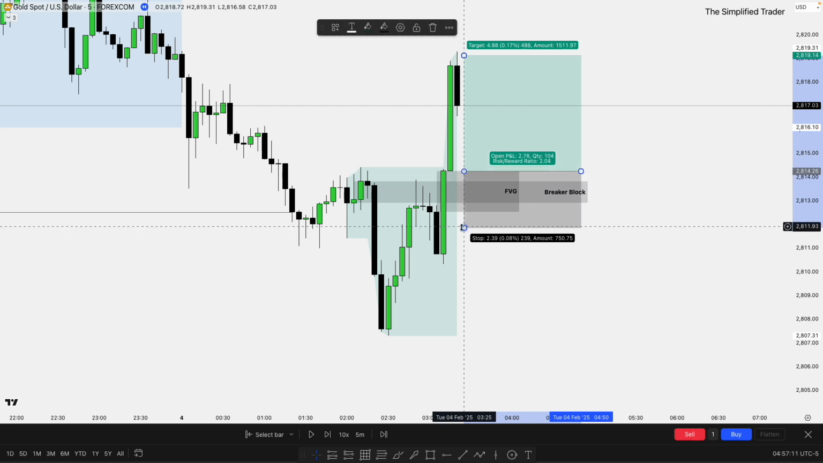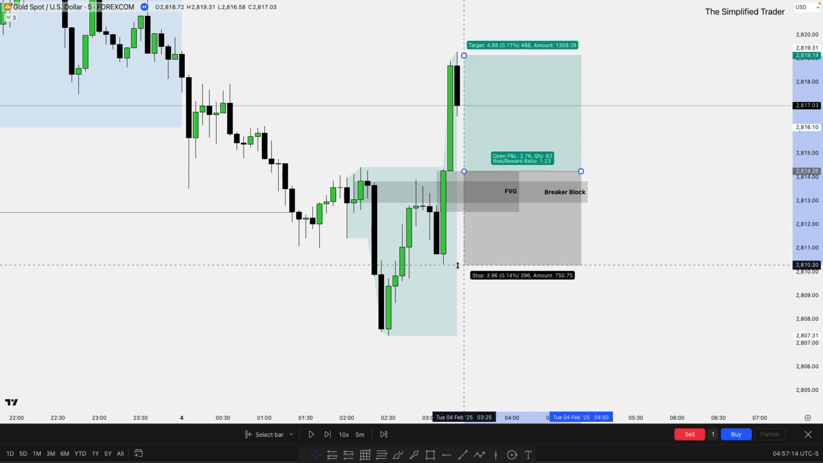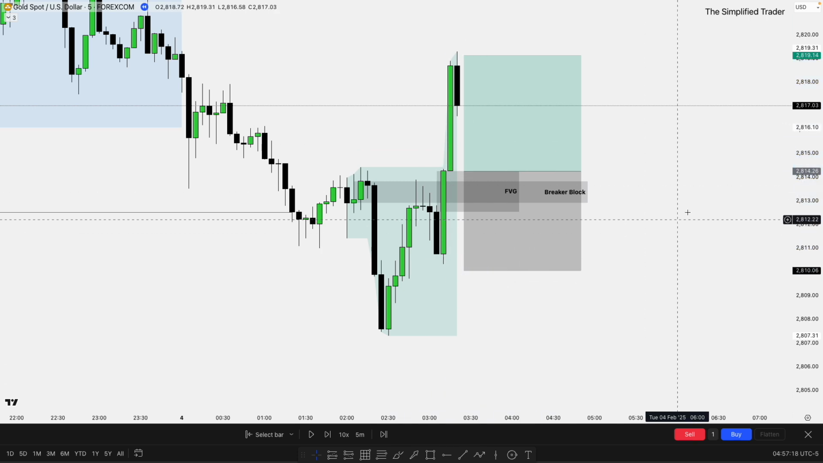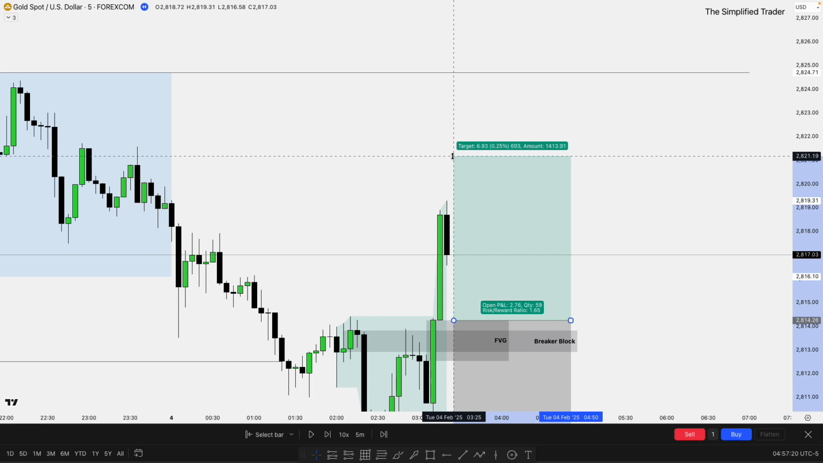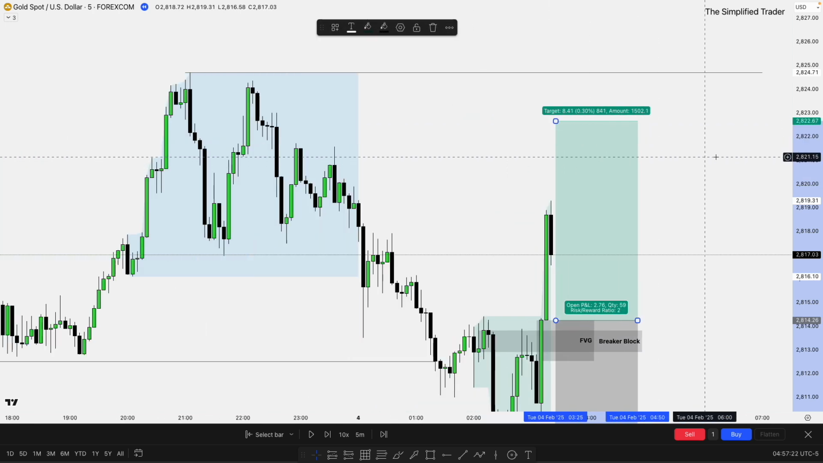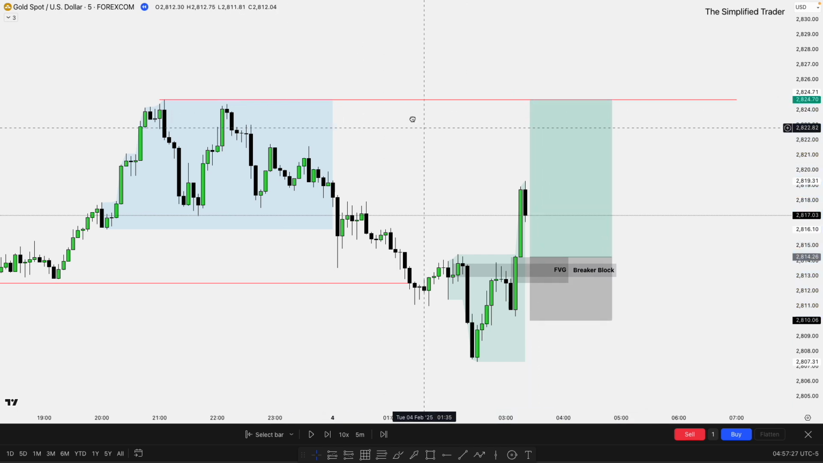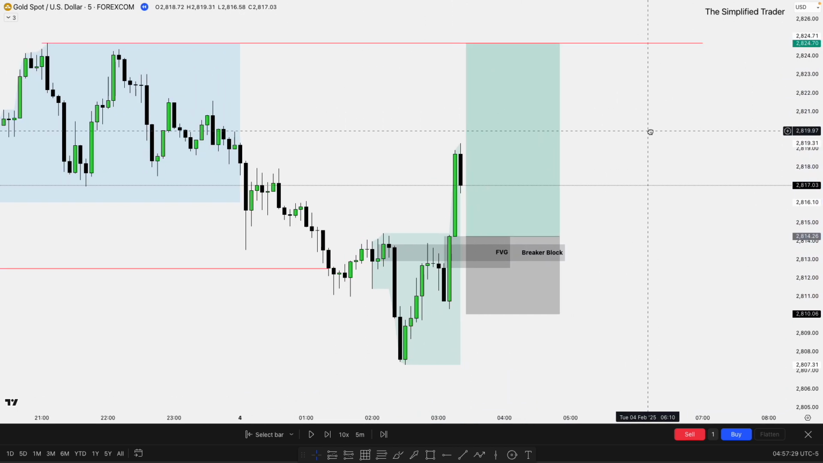Let's take the retest of the fair value gap. We place our stop loss a couple points below the low of the candle that made that fair value gap, and we can target 2R as our initial target, and then we can hold runners till we hit Asia high. Let's see how this trade plays out.